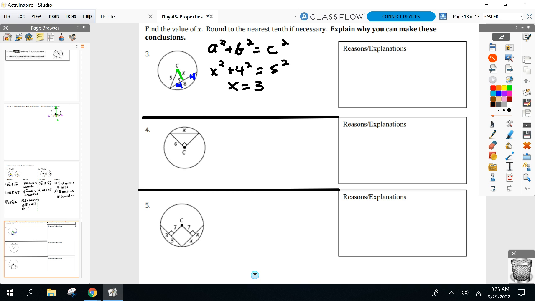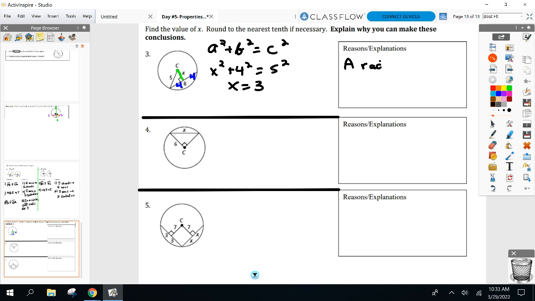Reason, explanation, I don't want Pythag. What circle theorem did we just use here that helped us out? Think you got it, Via? Yeah, so radius and perpendicular. Okay, everyone here, Via said radius. That's fine. You can put diameter too. Either one's fine, diameter, radius.